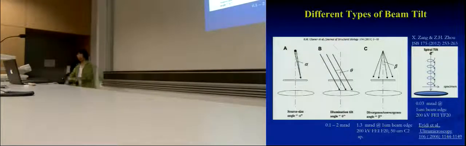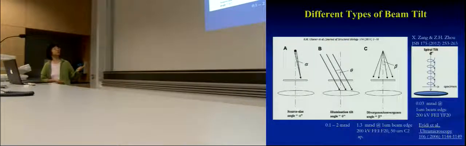Okay, the different types of details. The first one is, so just think of this a little bit like a light. Then you have a light source. If the light source is a point, then if you have a perfect lens, you get a parallel beam straight down if you align it right. So the first type of beam tilt will be caused by the finite size of the source. That's the first kind.